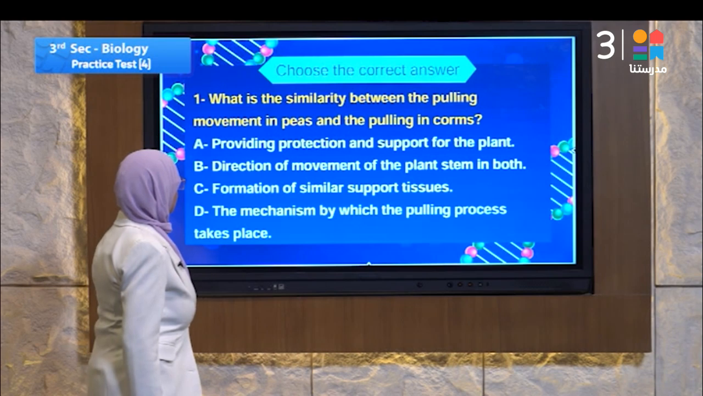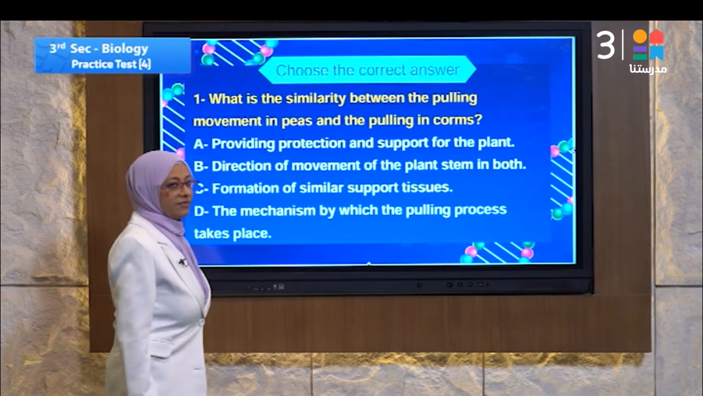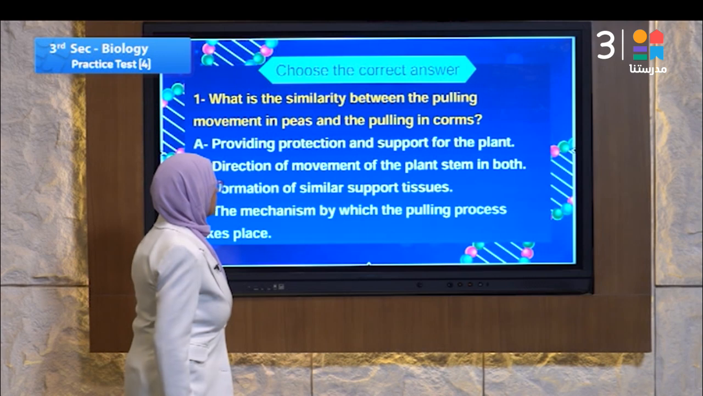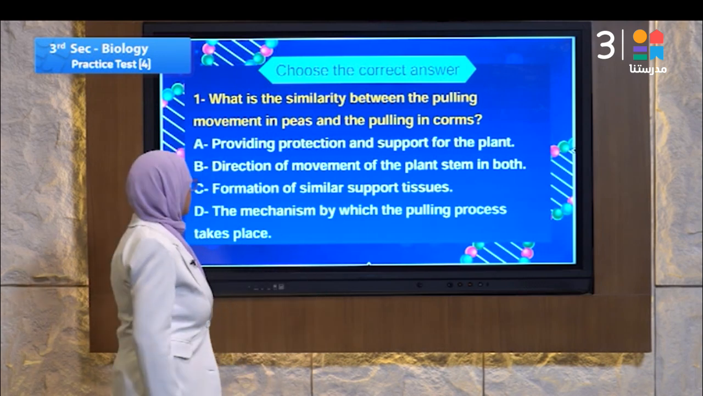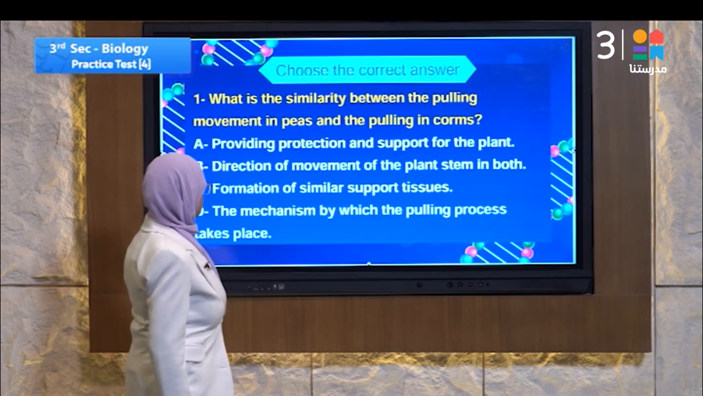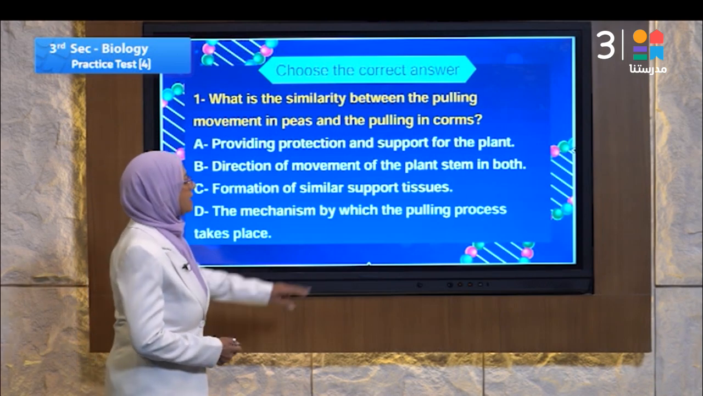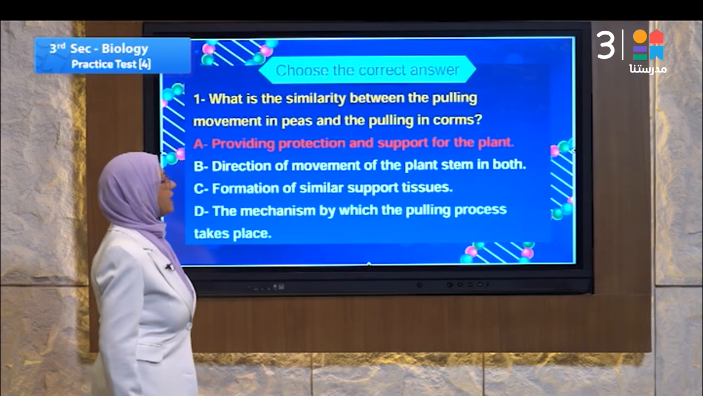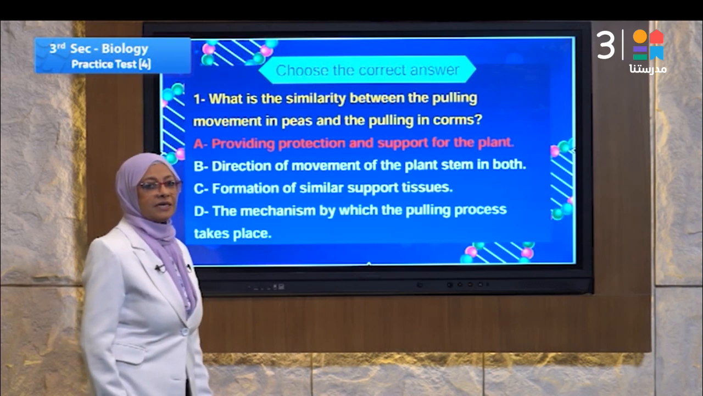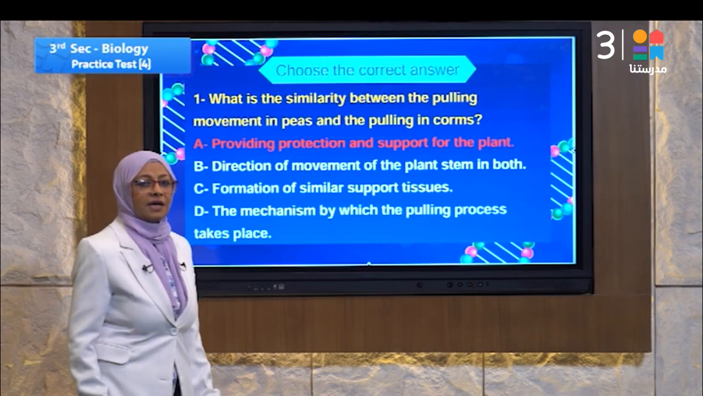The first one, A, providing protection and support for the plant. That's the first choice. The second one is direction of movement of plant stem in both. Direction of movement is not the answer. Number C, formation of similar support tissue. And D, the mechanism by which the pulling process takes place. So the answer must be number A, providing protection and support for the plant. Both are providing protection and support for the plant. One of them is above the ground and the other under the ground.